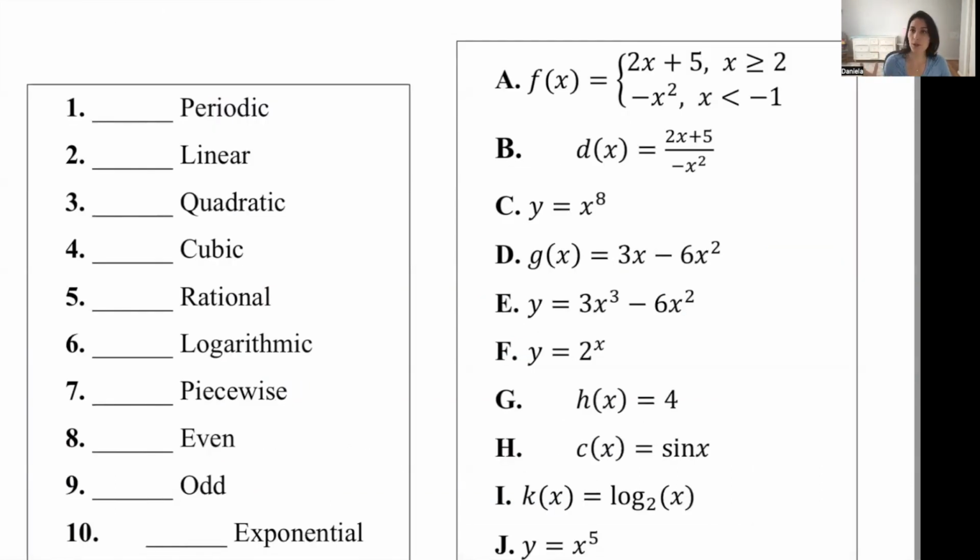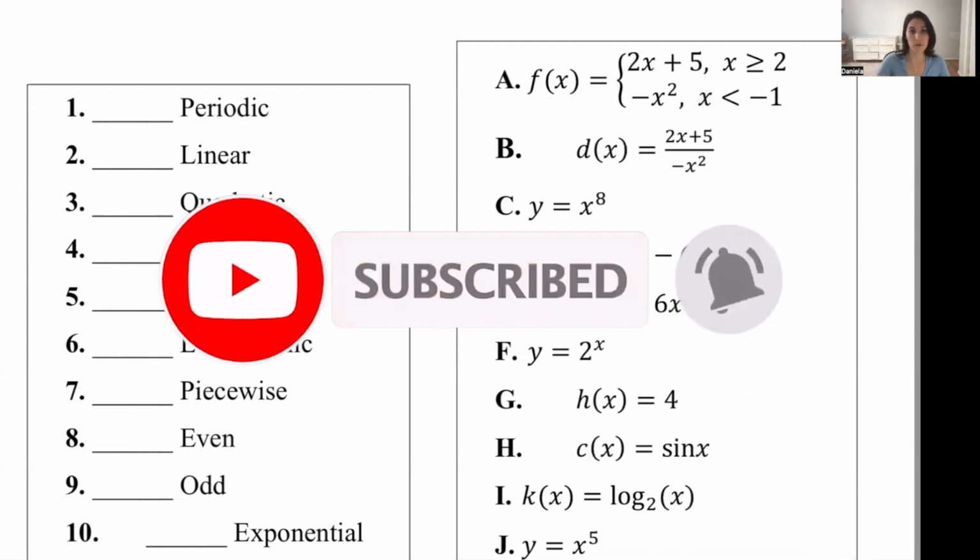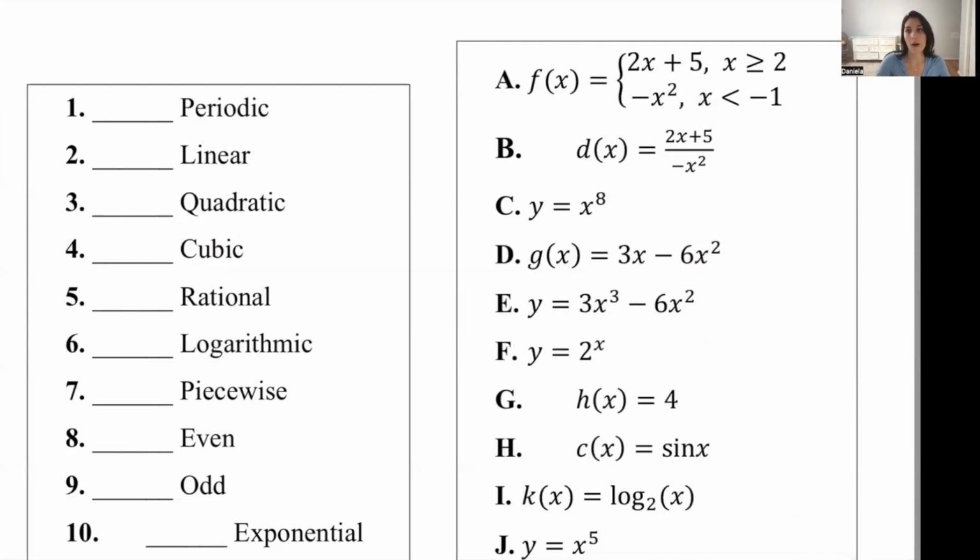So now we're going to match the types of functions. So the first one, periodic. A periodic function literally means that it has to be a function, right? So it passes the vertical line test. But periodic means that it returns to the same value at regular intervals, right? So sine and cosine waves or functions, those are classic periodic functions, right? Notice you have that oscillating. They return to the same value at regular intervals. So that is why the correct answer for number 1 is going to be h, right?